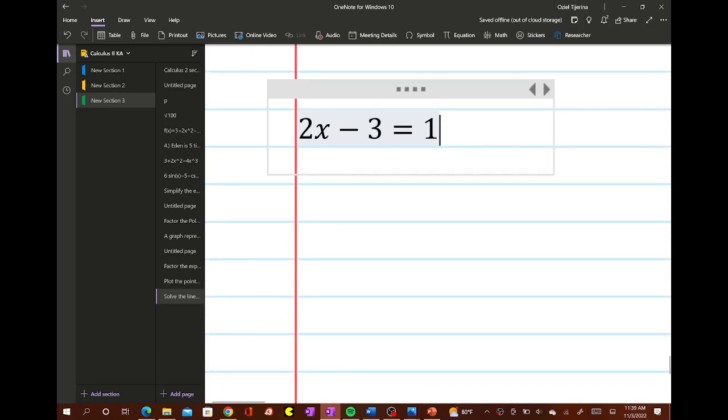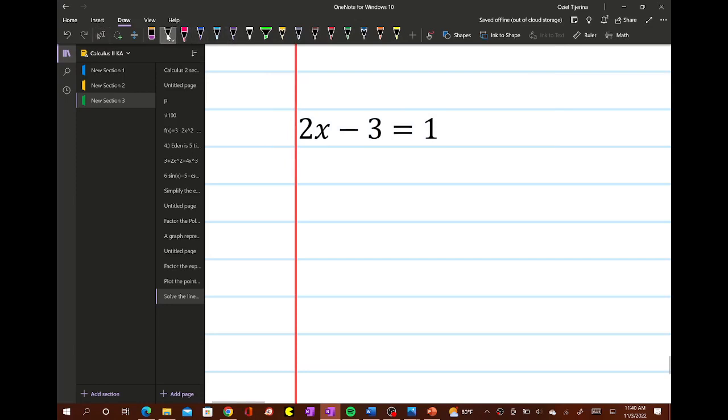Okay, so if we look at the first problem here, we have 2x minus 3 equals 1. The goal is to get x by itself, right? So let me rewrite the equation: 2x minus 3 equals 1. The first thing you're going to do is add 3 on both sides. The 3s cancel out, you get 2x, and this equals 1 plus 3, so that's 4.